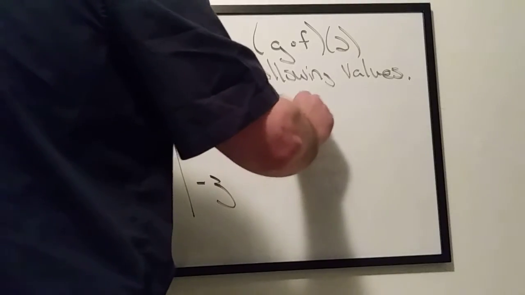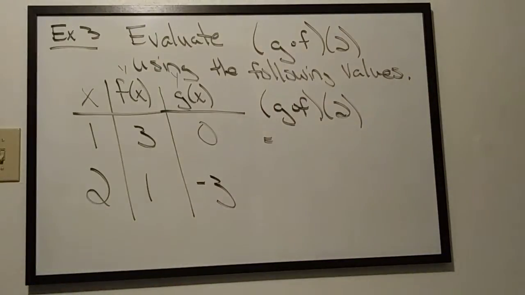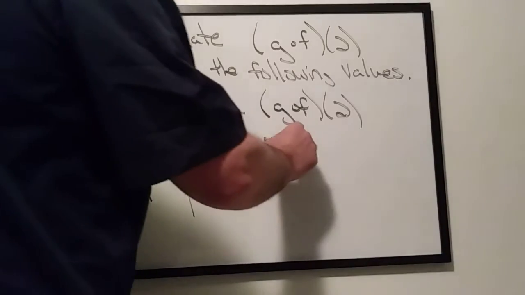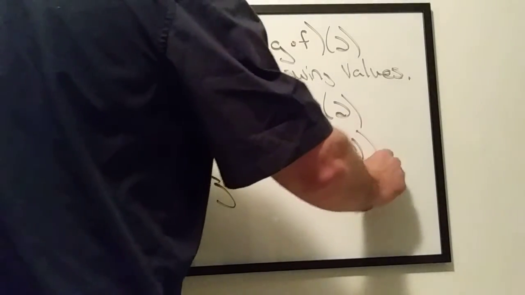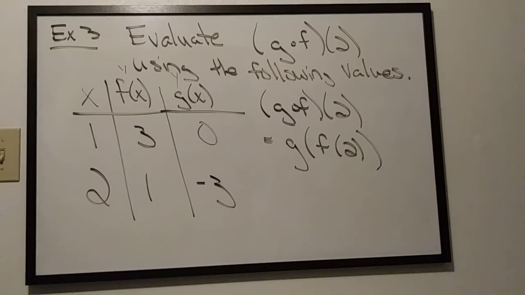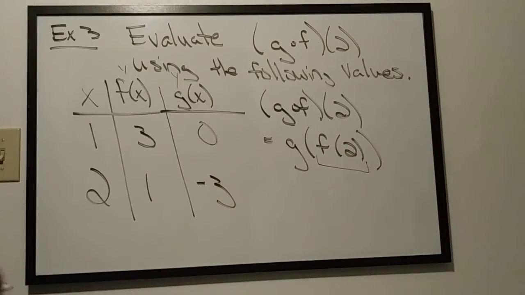We have G composed with F of 2. I'm going to use the same ideas we used in option 2 when we were calculating some of the problems in example 1. I'm going to come in and say this has a definition. This is G of F of 2. And now that I have that, once again, functional notation is the same as the order of operations. I start on the inside and work my way out. So I have an F of 2 on the inside.